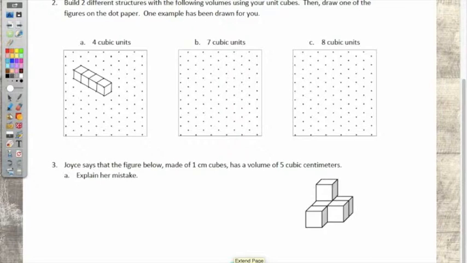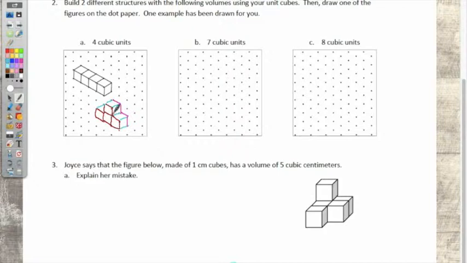Okay, it says build 2 different structures with the following volumes using your unit cubes. Then draw one of the figures on the dot paper. One example has been drawn for you. Okay, so the first one, you're going to need 4 cubes. I want you to make as many figures as you can using 4 cubes. Do that right now, and I'm going to pause it while you're working.